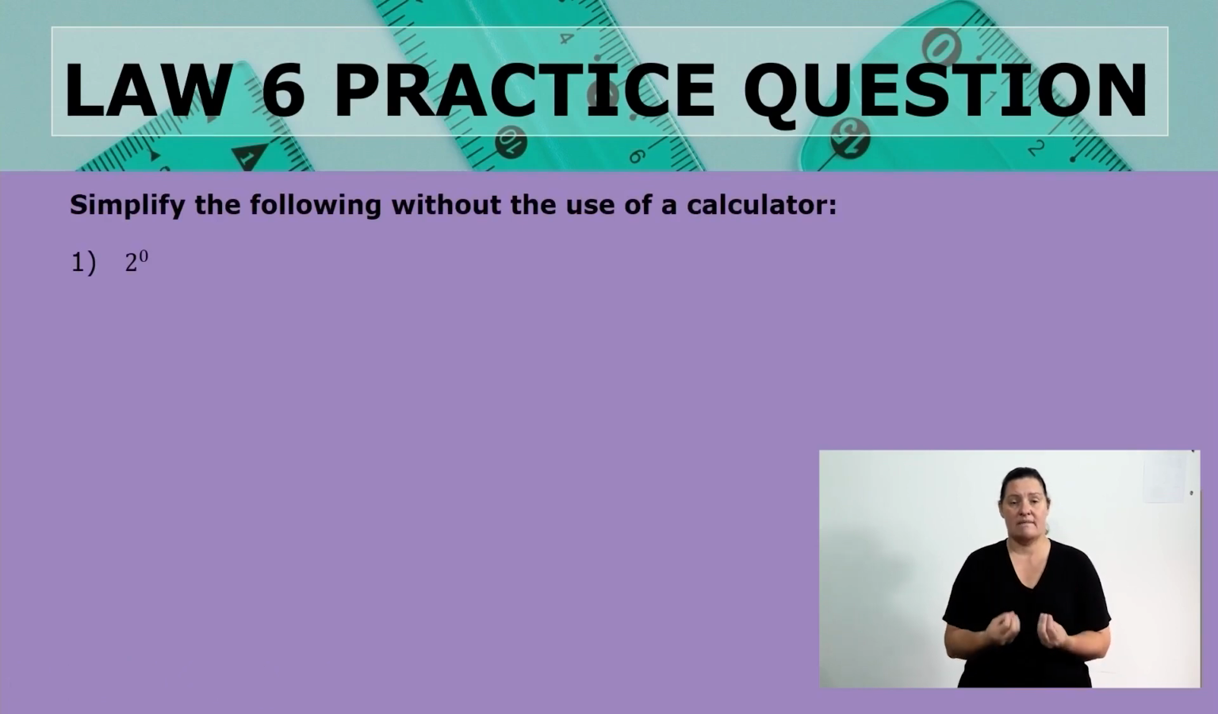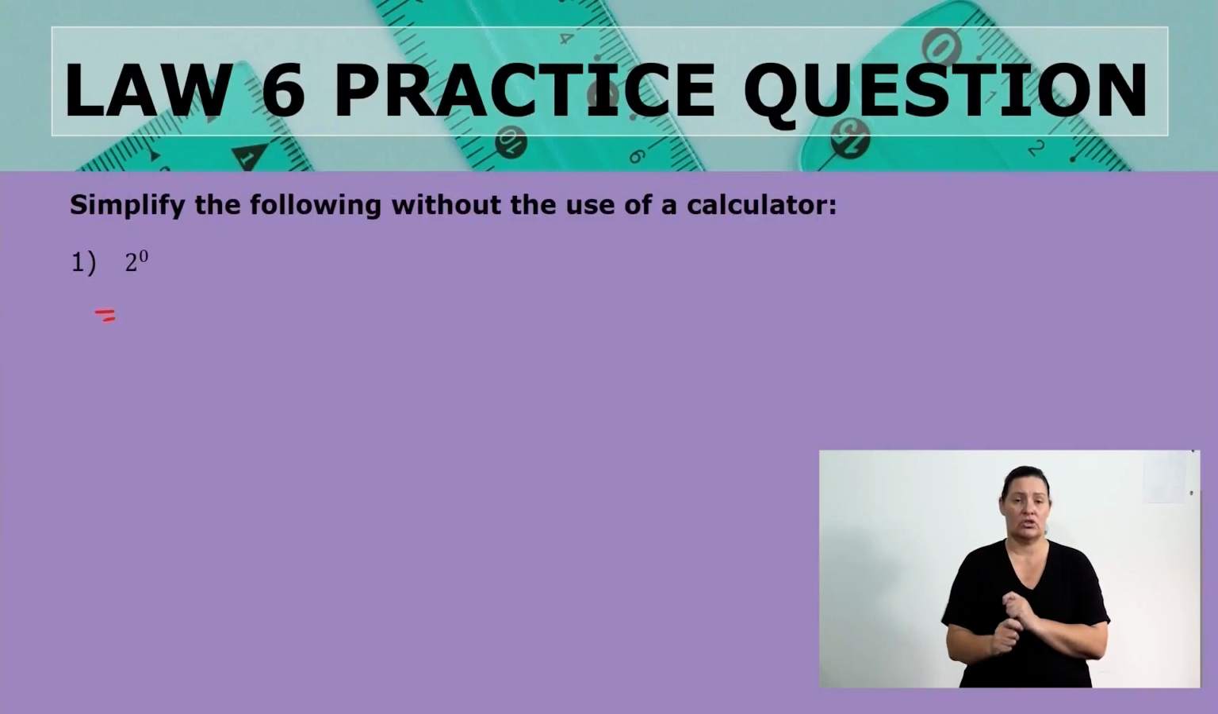Our next reminder is when we have an exponent 0. So when we have a base that is raised to an exponent 0, do you remember what happens to it? Yes, you are absolutely correct. That number will change to 1. So a number to the exponent 0 is equal to 1.